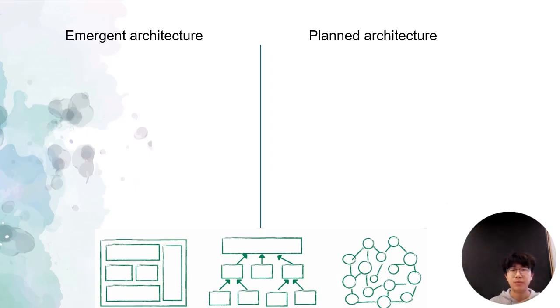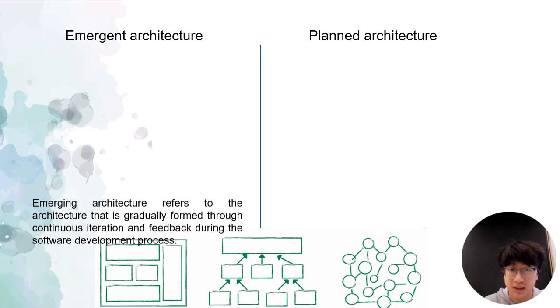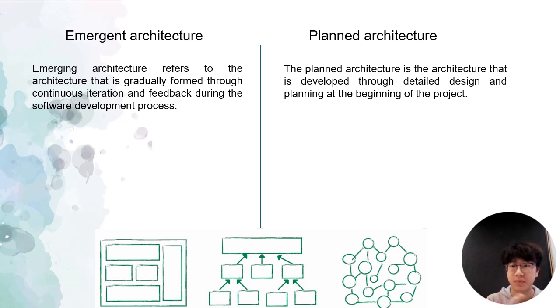Here are 2 different types of architecture. The first is emergent architecture and the second is planned architecture. Here I will show the definition of the 2 different types. The first one refers to the architecture that is gradually formed through continuous iteration and feedback during the software development process. So it's obvious that in agile development, it is emergent architecture.